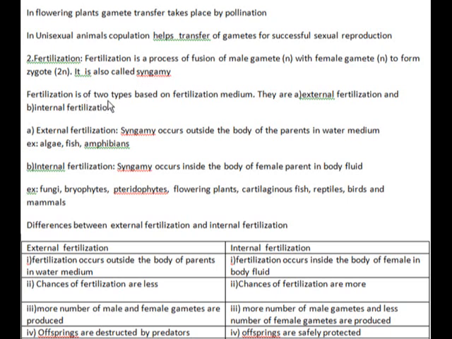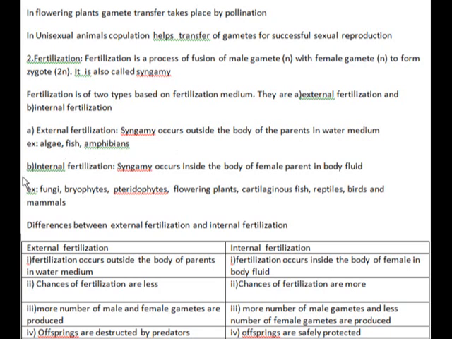Fertilization is of two types based on the medium in which it occurs. So it is external or internal. In case of external fertilization, syngamy or the act of fertilization takes place outside the body of the parents in water medium. Usually it occurs in water medium. So the process of fertilization takes place outside the body of the parents in the water medium. It is very common in algae, fish and amphibians.